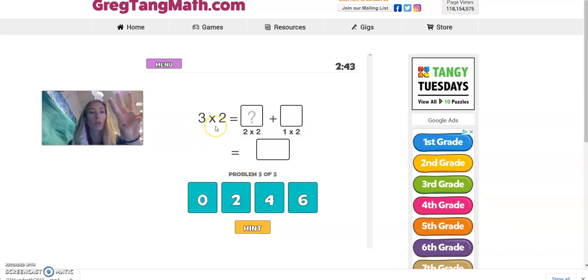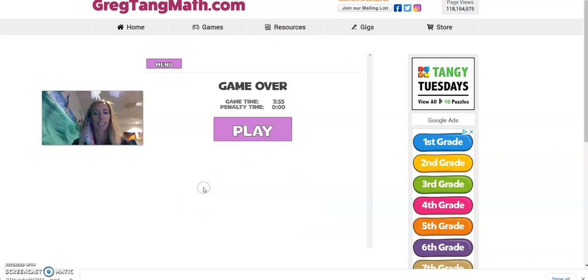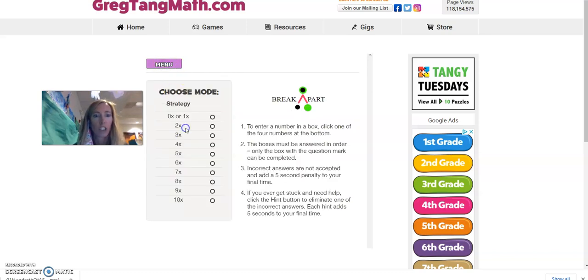Let's try 1 more. 3 groups. Oh, it's 3 groups of 2. I can break it up into 2 groups and 1 more. So 2 groups of 2 is 4, and 1 more group of 2 is 2. Add it together, I'm at 6, okay? And it'll tell me how much time it took me and if I have any penalty, if I got any wrong. I could go back to the menu, choose multiplication, and choose another one to try.